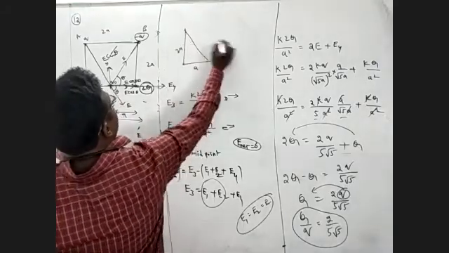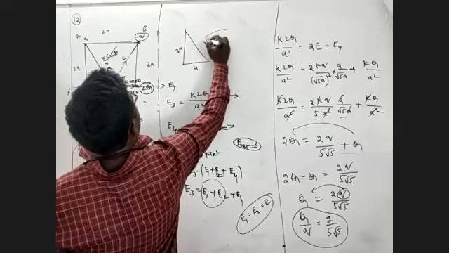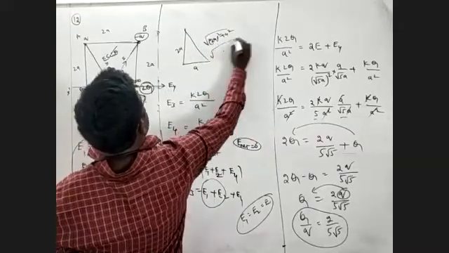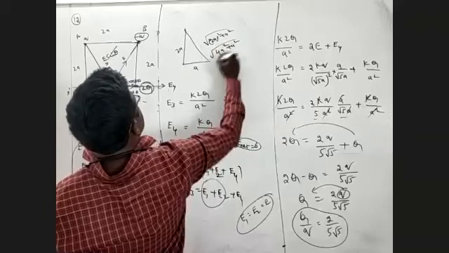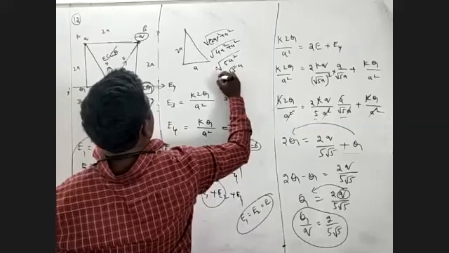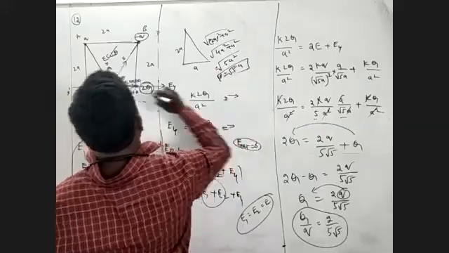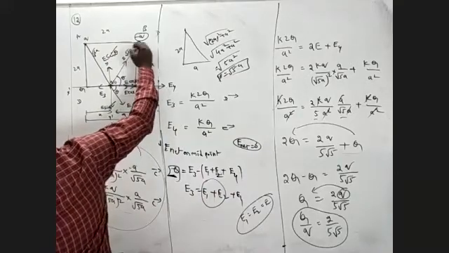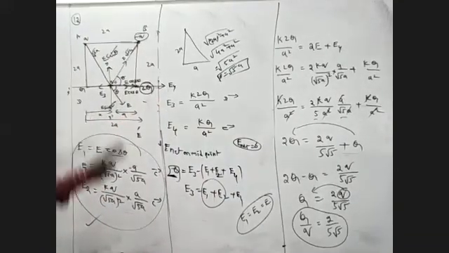This is A. This is the root of 4A square, 2A square plus A square. That is the root of 4A square plus A square. The value is the root of 5A square, that is root 5 A. Root 5A is your answer. This is the distance.